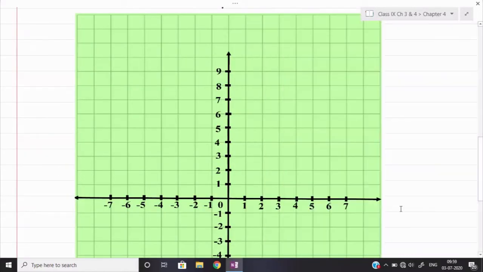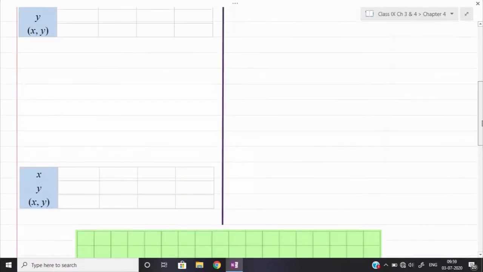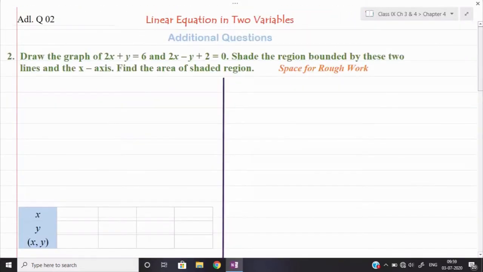Okay, so in this question, see, we have given that, draw the graph of 2x plus y is equal to 6 and 2x minus y plus 2 is equal to 0. Shade the region bounded by these two lines and the x-axis, means three things they are taking. The two lines we have given, whose equation is given to us, and the x-axis. These three things together they are forming one triangle. That triangle we have to shade first and then we have to find out its area. So let us take one by one both the equations.